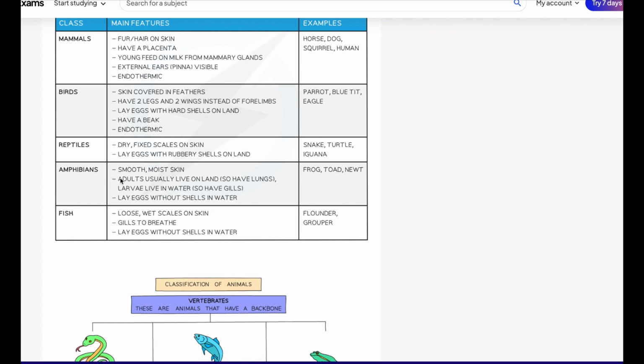Then number 4, amphibians. Amphibians have a smooth, moist skin, like the frog. Reptiles have a very rough, tough, hard skin called scales, but amphibians have a smooth, moist skin. The adults usually live on land, so they have lungs for the normal respiration process.